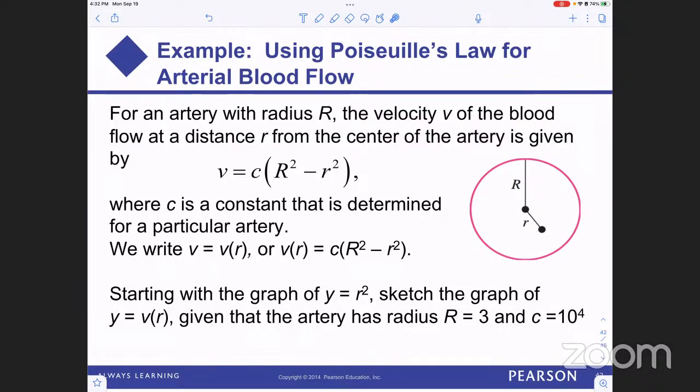So for an artery wall with a radius r, the velocity v of the blood flow at a distance r from the center of the artery is given by this model here, where c is a constant that is determined for a particular artery. We write v equals v of r, so the velocity based on the radius is given by this. Starting with the graph of y equals r squared, sketch the graph of the new function, given that the artery has a radius 3 and the constant is 10 to the 4, right? Let's just plug that in really quickly.